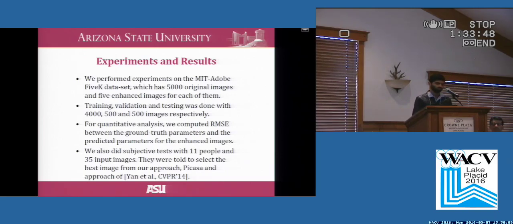So we do training, validation and testing with 4,500 and 500 images respectively. Now for quantitative analysis, we just compute the root mean square error between the ground truth parameters, which are calculated from the enhanced versions of the MIT dataset, and the ones which we predict. The details are on the poster. Our approach gets the best RMSE, and we also did subjective tests for obvious reasons with 11 people and 35 input images each. They were told to select the best image from our approach, Picasa, and the approach of this CVPR paper, which is learning to rank for image enhancement.